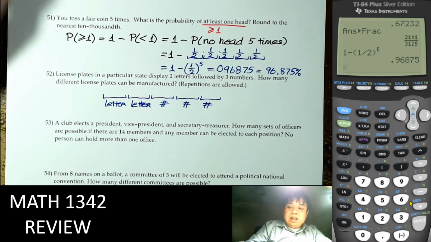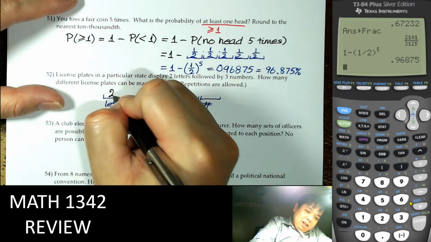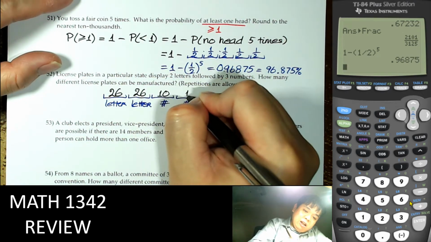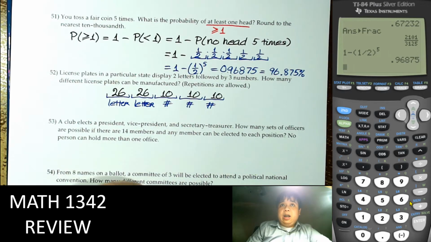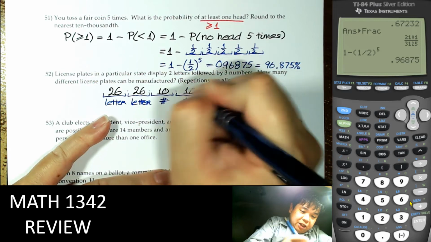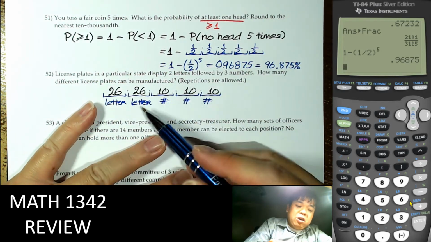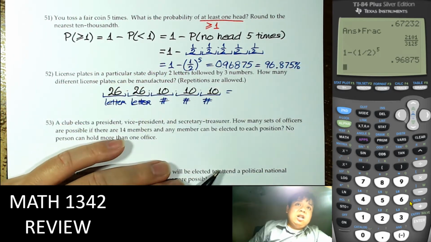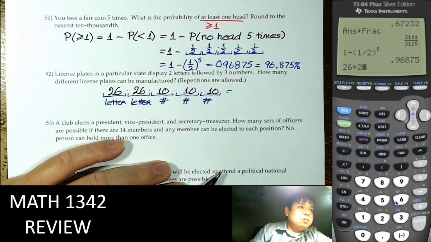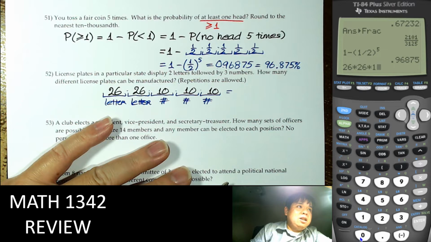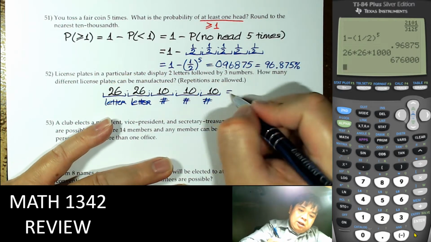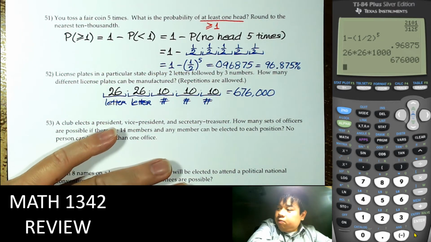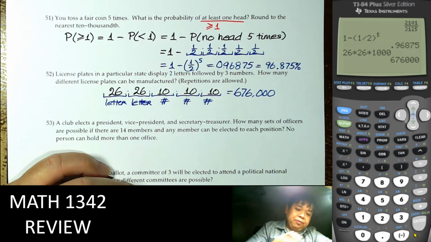And there are 26 characters in the alphabet, and 10 digits from 0 to 9. Each one, the letters and numbers, can be repeated, and each one doesn't depend on the other, so just multiply straight across. 10 times 10 times 10, that is 1,000. Right, so that's a very small number.